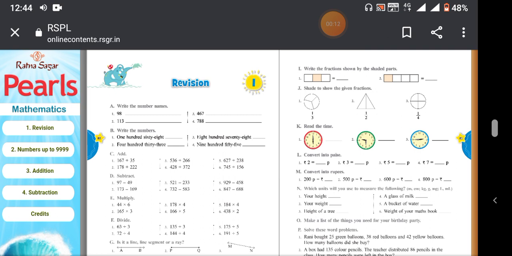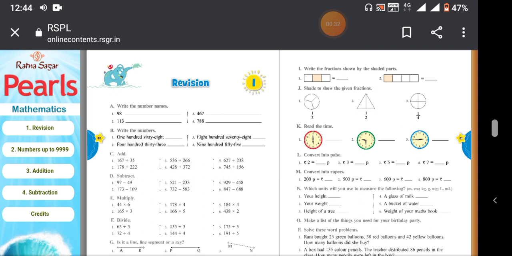Now I am going to start the lessons for grade 3 mathematics. Before starting the lesson, you need to sit along with your maths textbook and writing tools. Students, now we need to recall some topics from our earlier classes. So, now let us start the revision part.